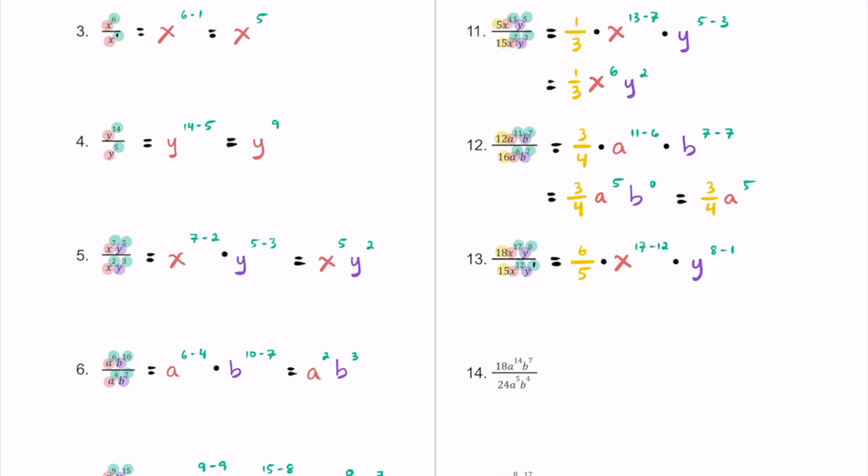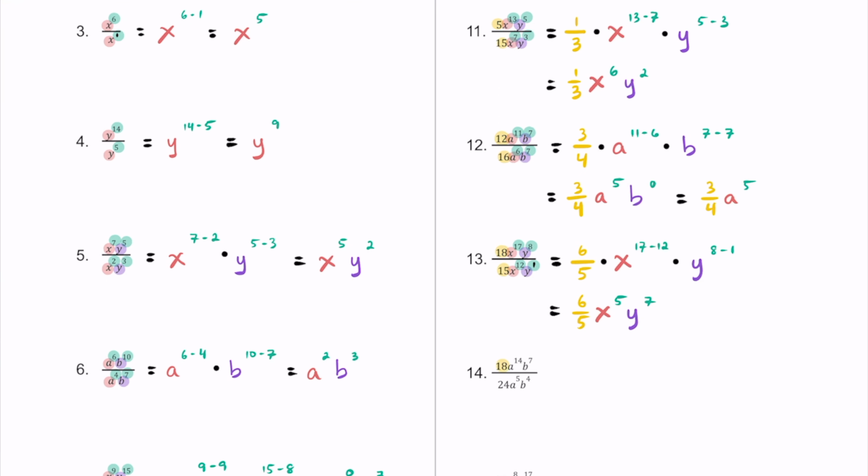8 minus 1. Okay, so cleaning this up a little bit, we have that 6/5 out in front, and then we have this times x to the what power? That's 17 minus 12, which is 5. And then we have this multiplied by y raised to the 8 minus 1 power, which is just going to be the 7th power. So this would be our simplified expression.